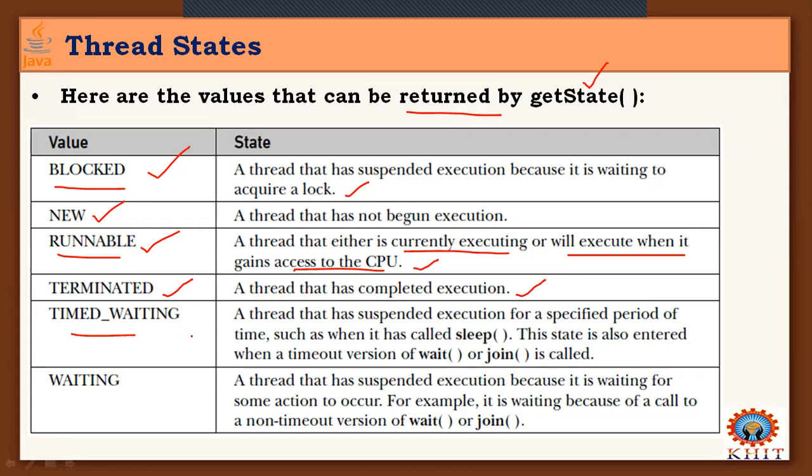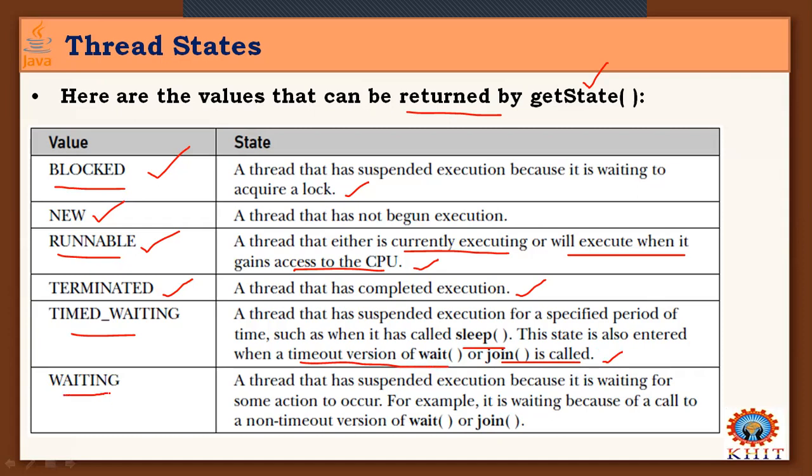And TIMED_WAITING: a thread that has suspended execution for a specified period of time, such as when it has called the sleep method, right? So when the sleep method is invoked on a particular thread object, it is going to wait until the time specified. This state is also entered when a timeout version of wait or join is called. These are also methods that keep the thread in a waiting state based on the time period.